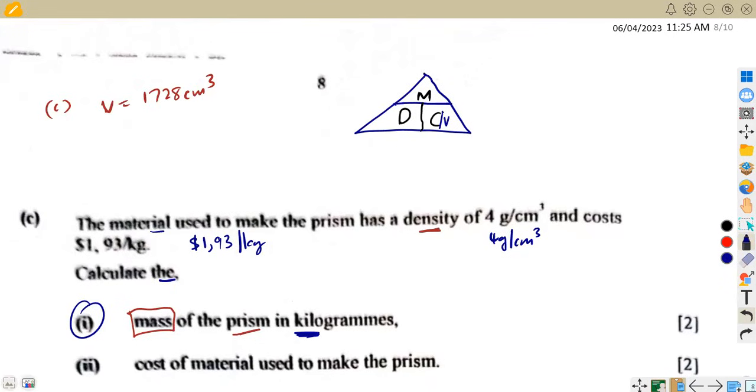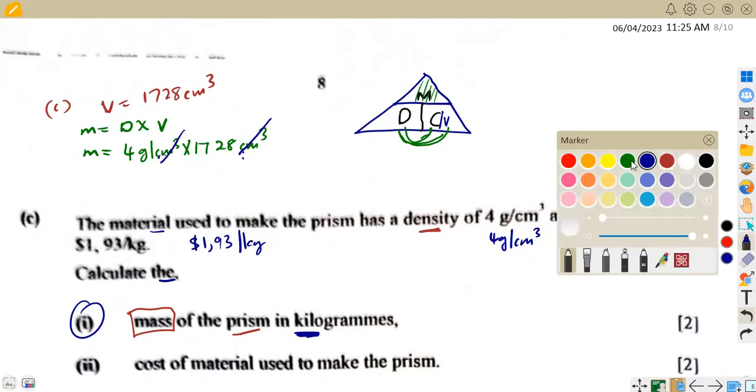If we want mass, so it's density times capacity. Capacity, that's volume. Density times volume. So we are going to obtain our mass by multiplying density by volume. So mass is equal to the density, which is 4 grams per cubic centimeter, times the volume of 1,728 cubic centimeters. So here, the cubic centimeter and cubic centimeter will cancel.